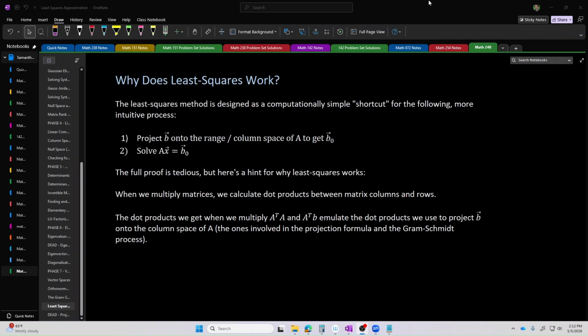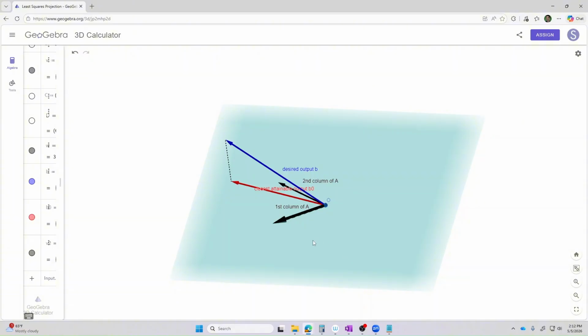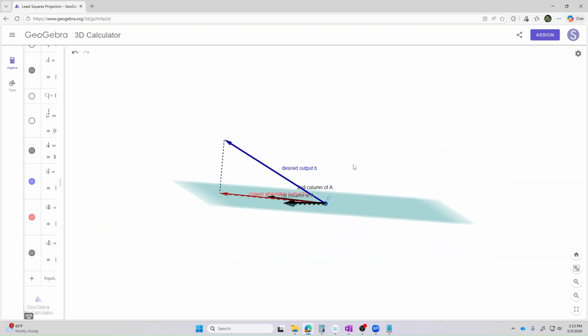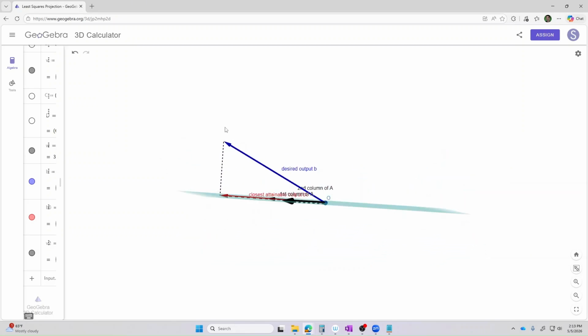Now, if you're curious about why the algorithm works, why this somewhat strange process involving A transpose works, let me speak a little bit about some of the ideas that make this method function. The idea is that if you look at this picture, you can see that there's something like a projection going on, right? Essentially, what we have done is taken the output B that we wanted to produce, and it lies outside the column space of A.